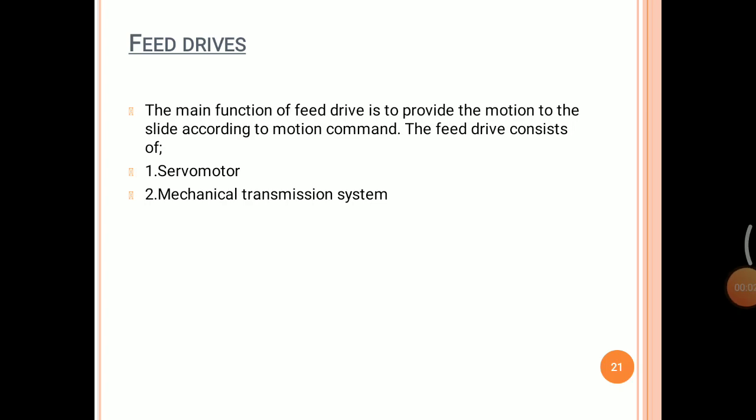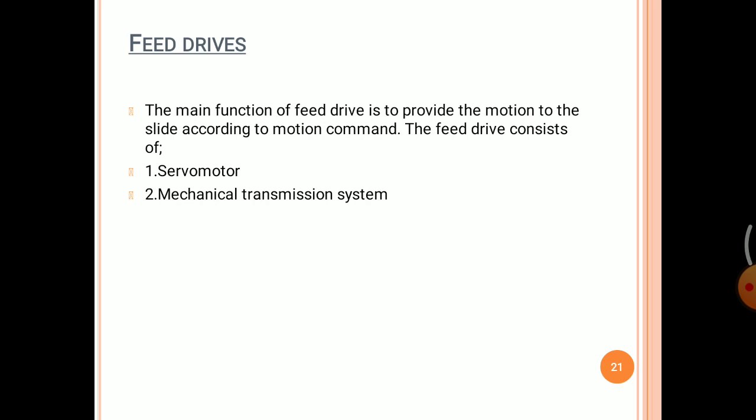Dear students, in this video we are going to discuss the feed drives of the CNC machine. The function of feed drives is to provide motion to the slide according to motion commands. The feed drive consists of a servo motor and a mechanical transmission system. Feed is nothing but the relative movement of the cutting tool with respect to the workpiece. The feed is given in terms of either mm per minute or mm per revolution.